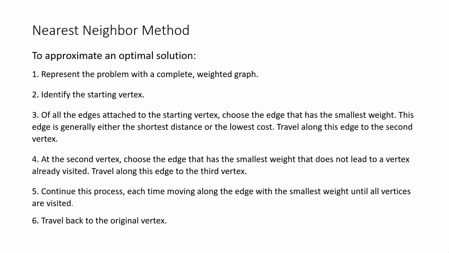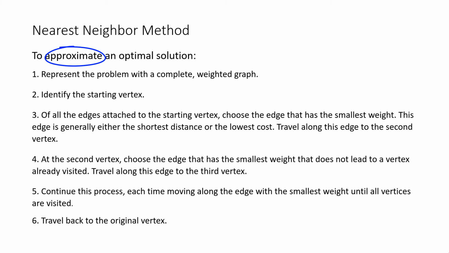Nearest neighbor method. Notice the word approximate. To approximate an optimal solution using the nearest neighbor method, first, represent the problem with a complete weighted graph. Next, identify the starting vertex. 3. Of all the edges attached to the starting vertex, choose the edge that has the smallest weight. This edge is generally either the shortest distance or the lowest cost. Travel along this edge to the second vertex.